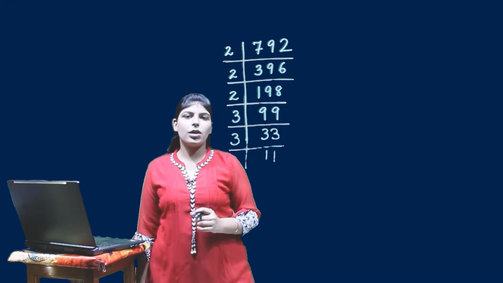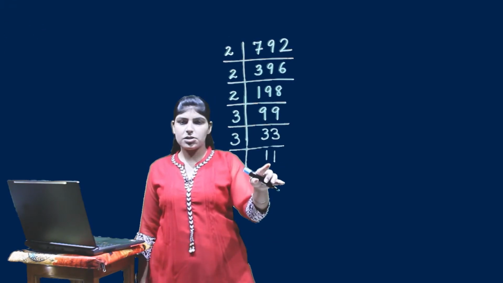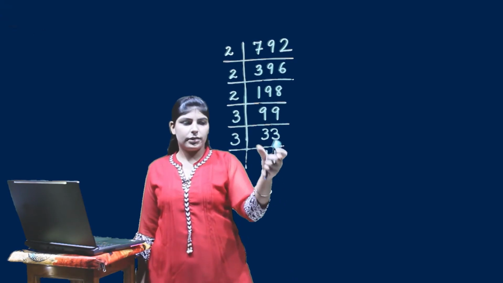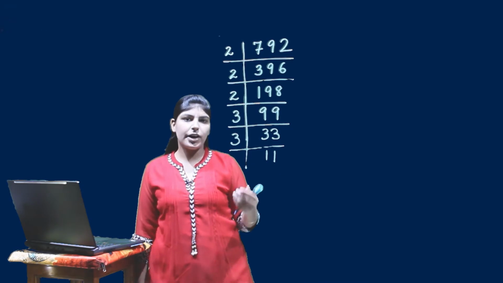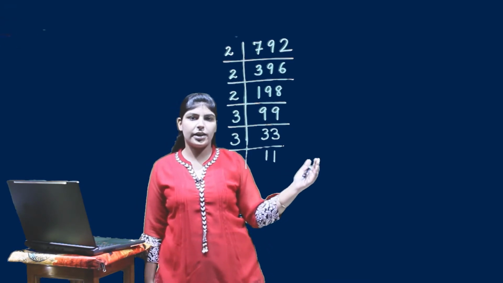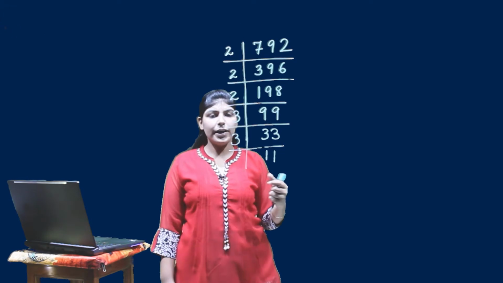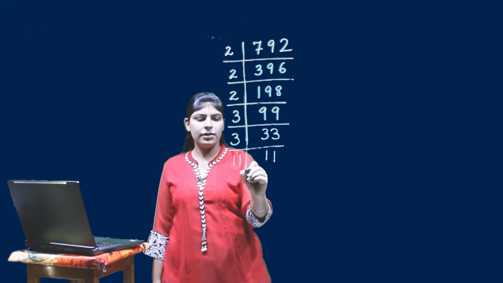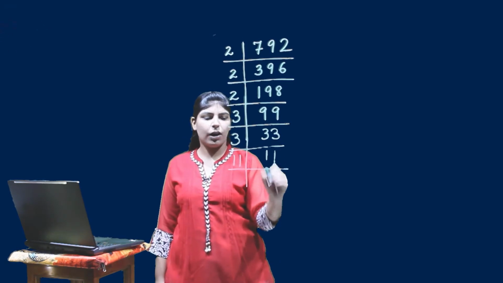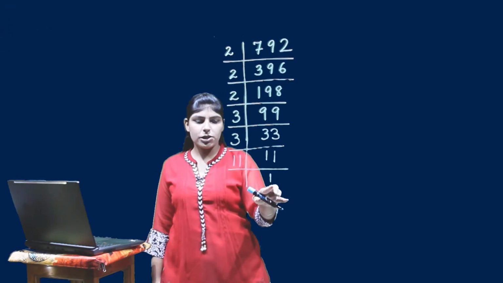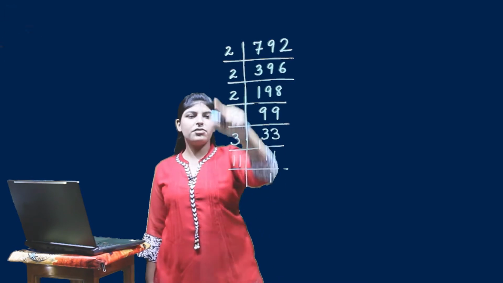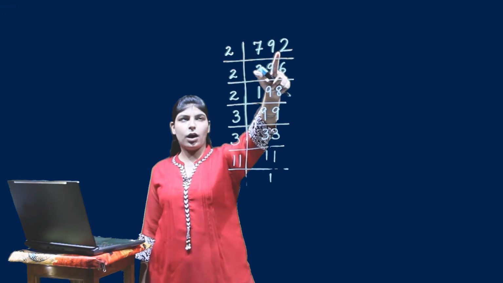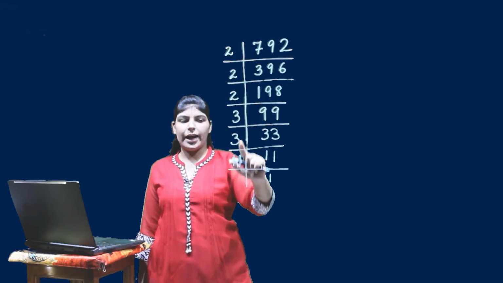Now I need to find out all the prime factors of 11. It is not divisible by 3. I'll check the next number 4. It is not divisible by 4. Then I'll check 5. This is not divisible by 5. I'll check 6, 7, 8, 9 and 10. 11 is not divisible by either of them. Next I'll check 11. 11 is divisible by 11. So 11 is its prime factor and now I'll get 1. So I'll stop when I get 1 and all of these are the prime factors of 792. So all the prime factors of 792 are 2, 2, 2, 3, 3 and 11.